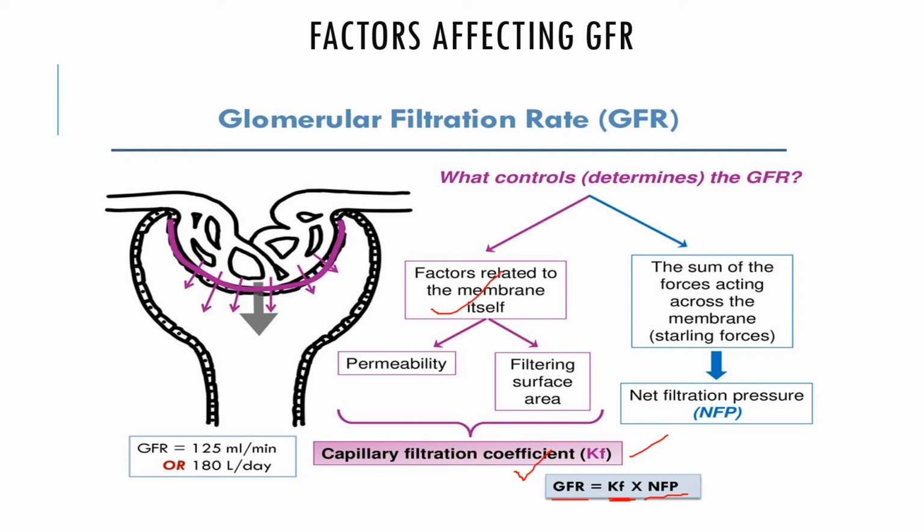First we'll concentrate on this Kf, the capillary filtration coefficient. It depends upon two factors. One is the permeability of the membrane, another is the filtering surface area. So what membrane? Obviously it is our glomerular filtration barrier, across which the filtration will take place.